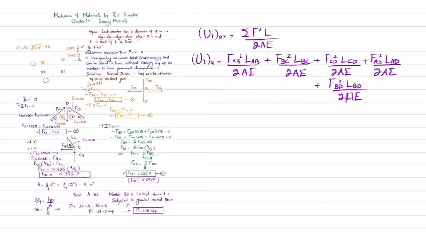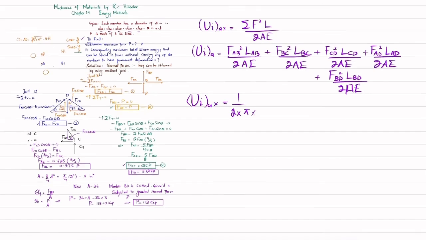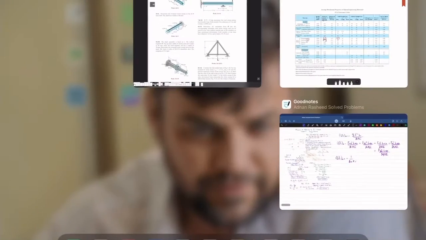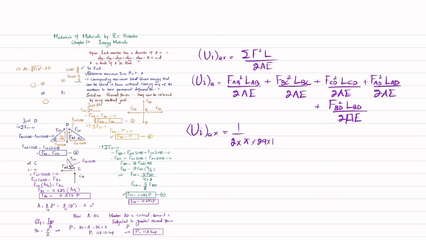If you take AE common, I will write the strain energy due to axial loading as equal to 1 over 2 times A, which is pi, and E for A36 steel. So I will go to the property table, and for A36, E is 29 times 10 to the power 3 KSI. So I will write 29 times 10 to the power 3 KSI. And we will be left with FAB, so you can just put FAB.